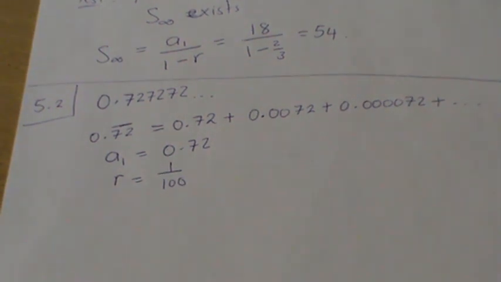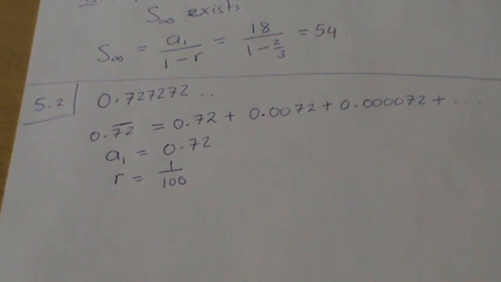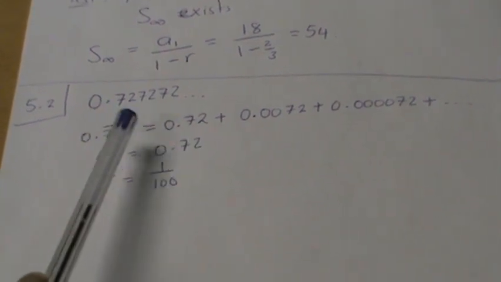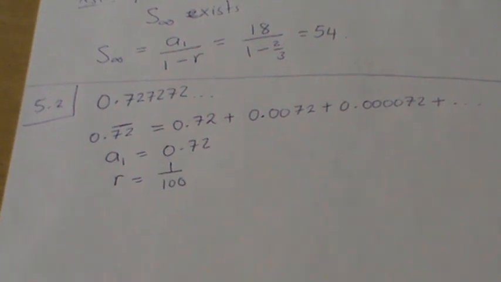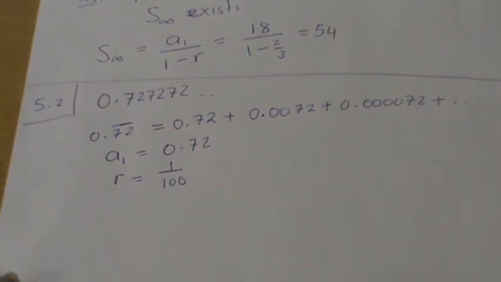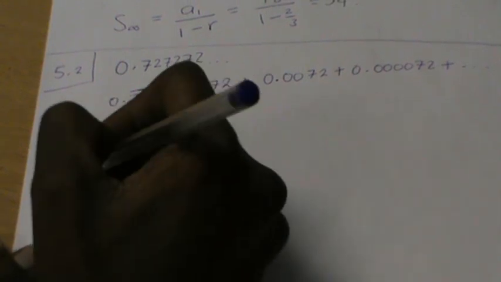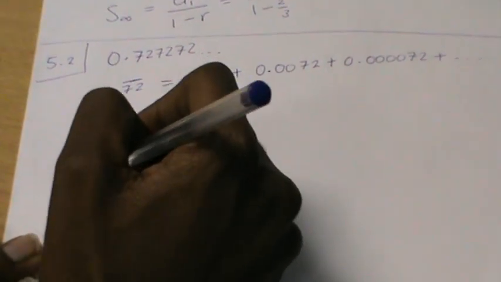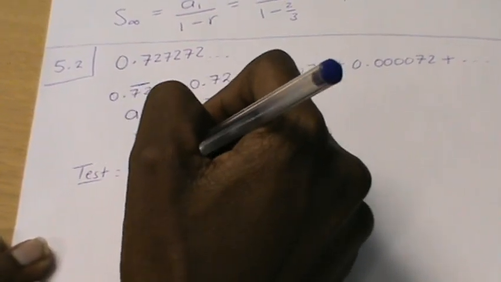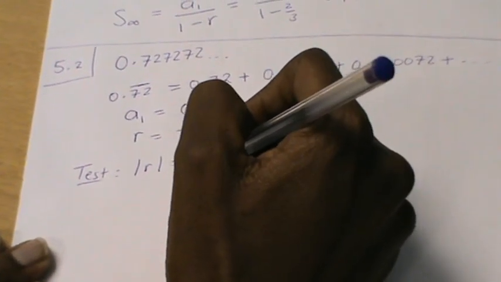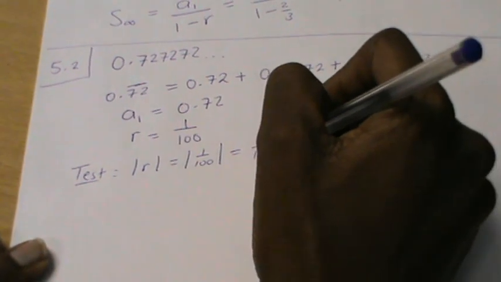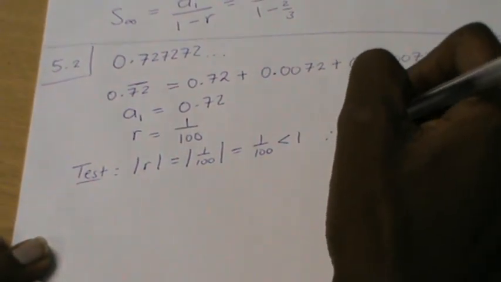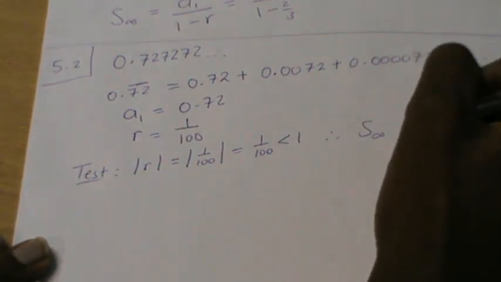Okay, so now that I know what a is and what r is, it is always good to test. Well, I know that this sum exists, obviously, because it's equal to this, but get in the habit of testing that the sum exists. So here is my test. The absolute value of r, the absolute value of 1/100, is just 1/100. 1/100 is less than 1, therefore the sum to infinity exists.